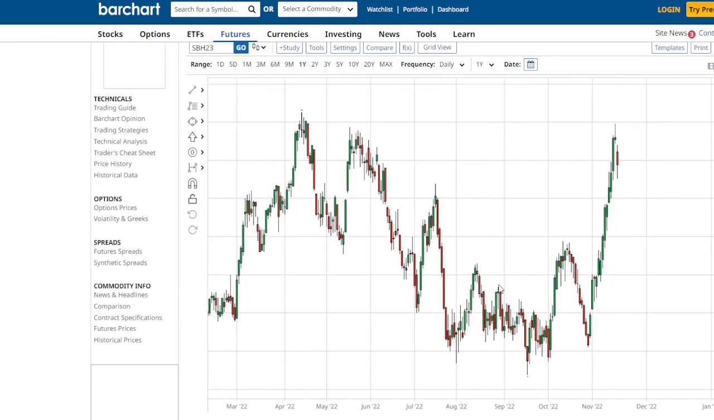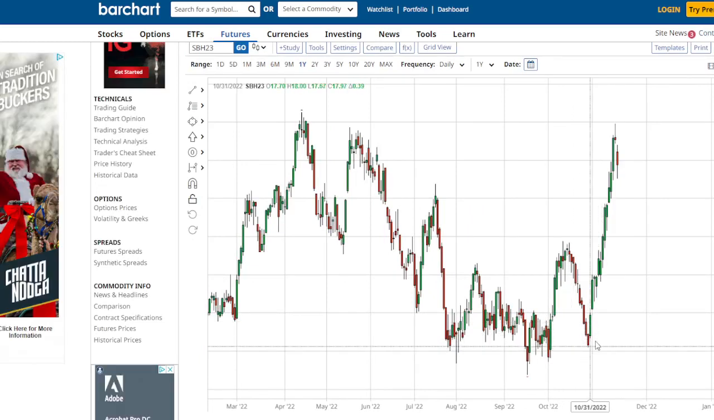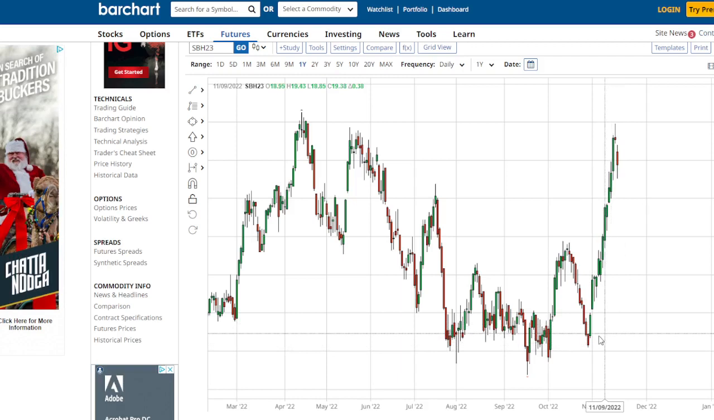I mean, look at this. This is what ICT refers to as a parabolic move. I mean, this is insane. The markets barely even took a breath here. These things, they've been going higher since the minute I drew this thing.